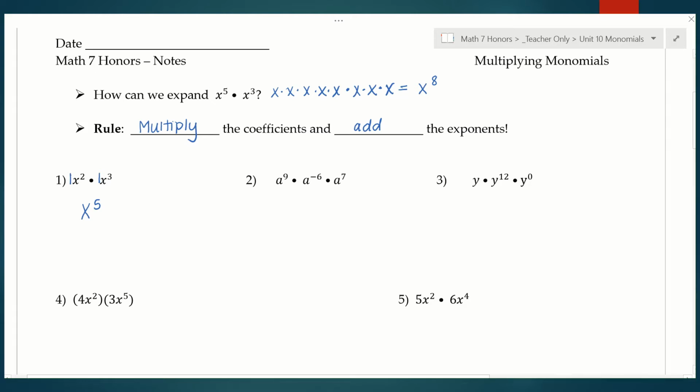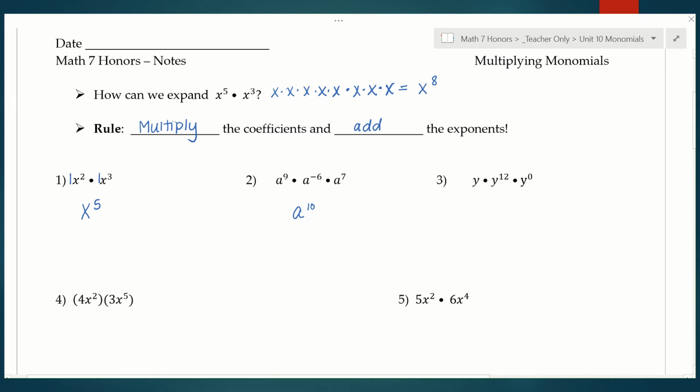Number 2, same thing. Our coefficients are all 1 here. So we know 1 times 1 times 1 is 1, so no need to write that. But when I multiply a to the ninth times a to the negative sixth times a to the seventh, I'm going to add my exponents. 9 plus negative 6 is 3, and 3 plus 7 is 10. So this is equal to a to the 10th power.